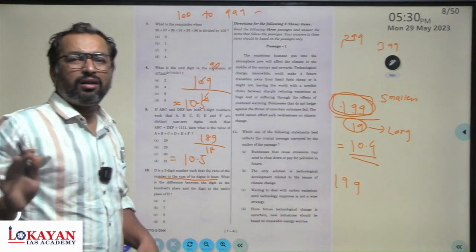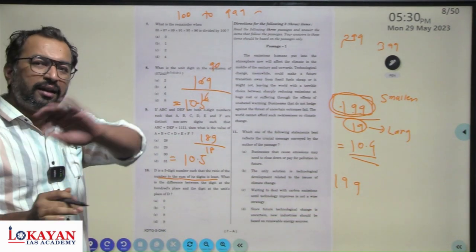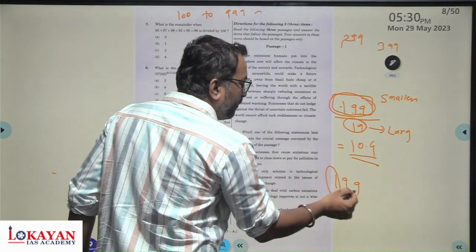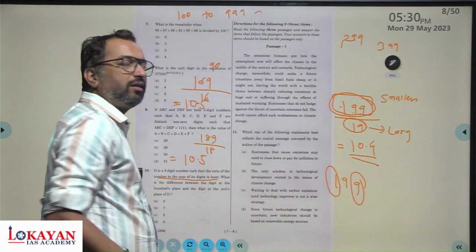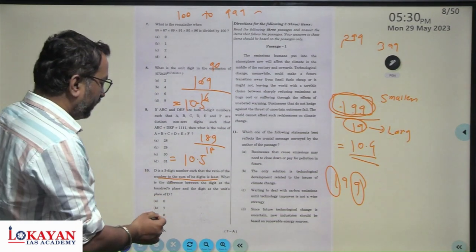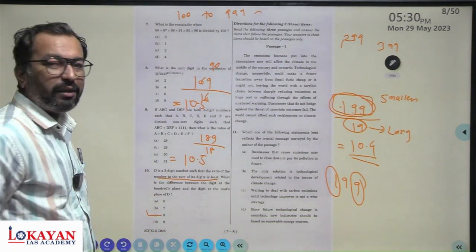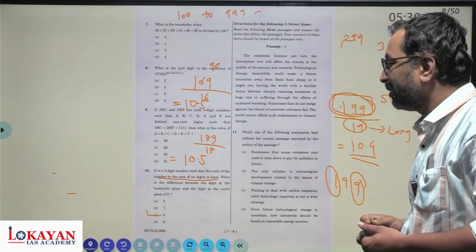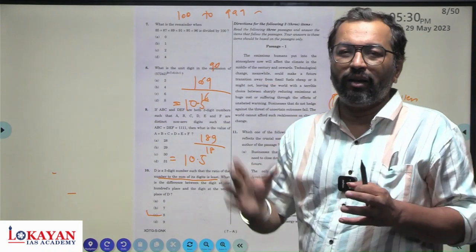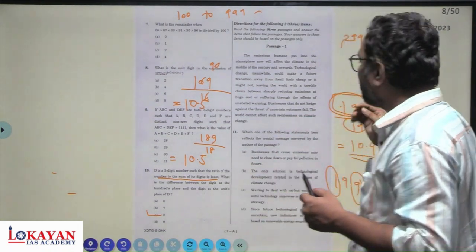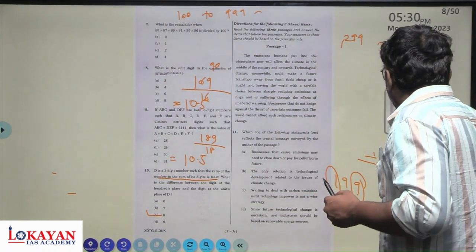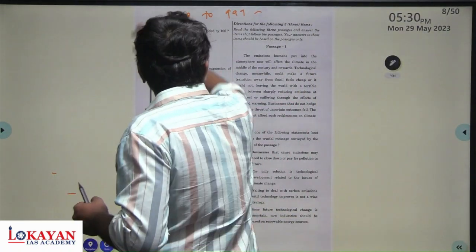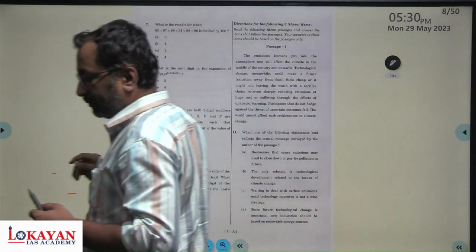So this was a question of trial and error. I'm not saying that there is one direct answer. What they have asked is the difference between the hundreds place and the unit place. So 9 minus 1 gives me 8. There were a few questions which require some trial and error, some fast calculation, and some lateral thinking.